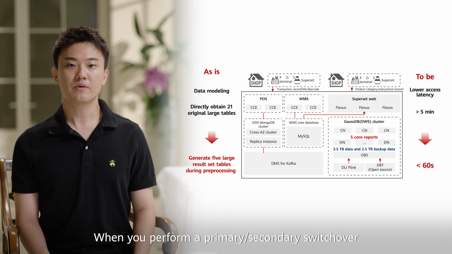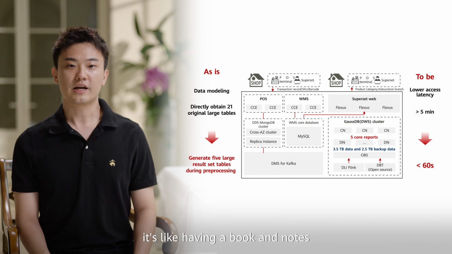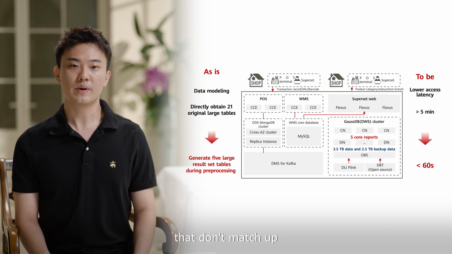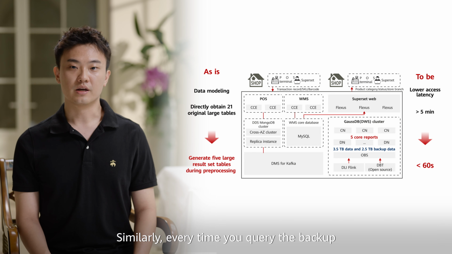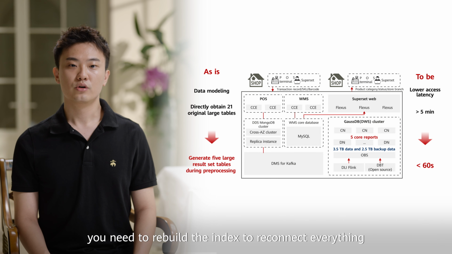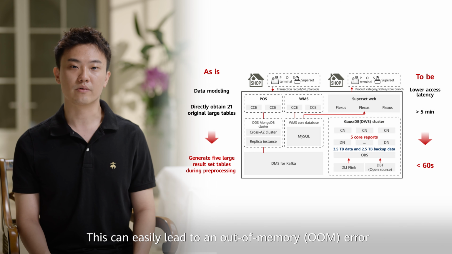When you perform a primary-secondary switchover before creating indexes, it's like having a book and notes that don't match up. Every time you check the note, you have to flip through the book to find the source. Similarly, every time you query the backup, you need to rebuild the index to reconnect everything. This can easily lead to an out-of-memory error.